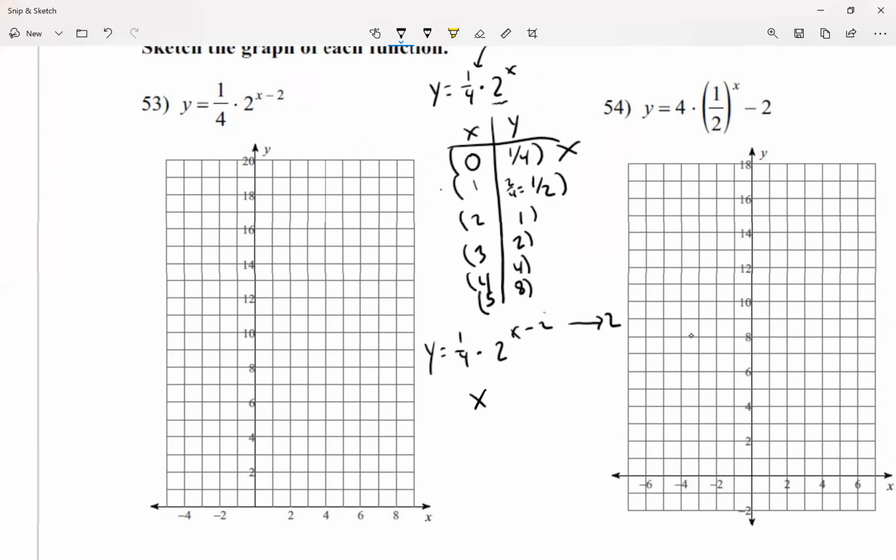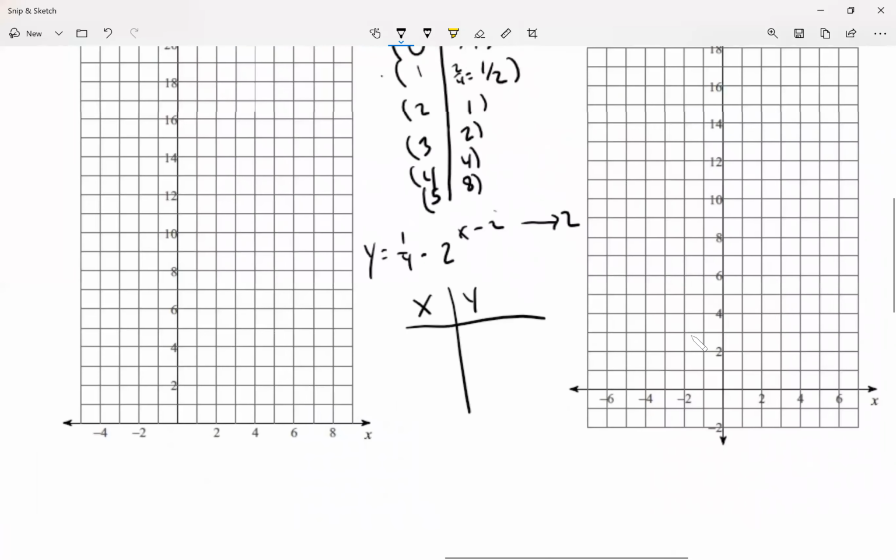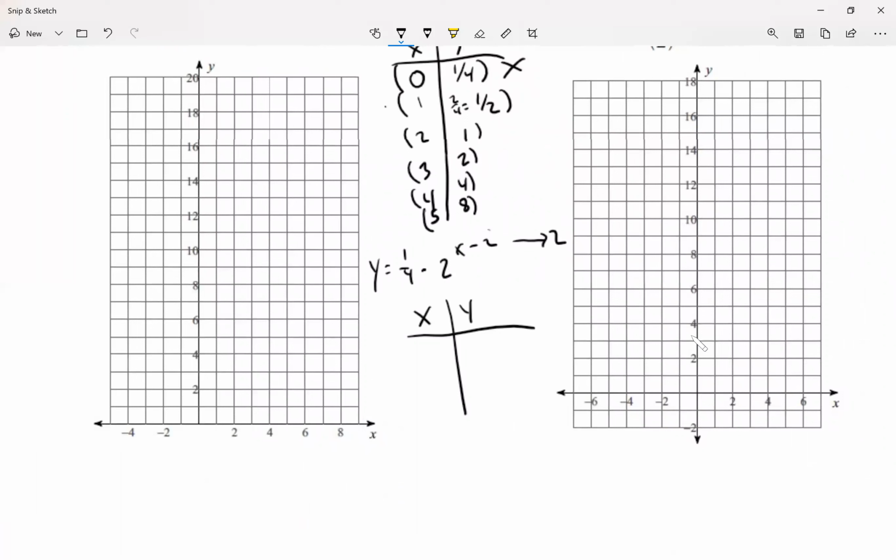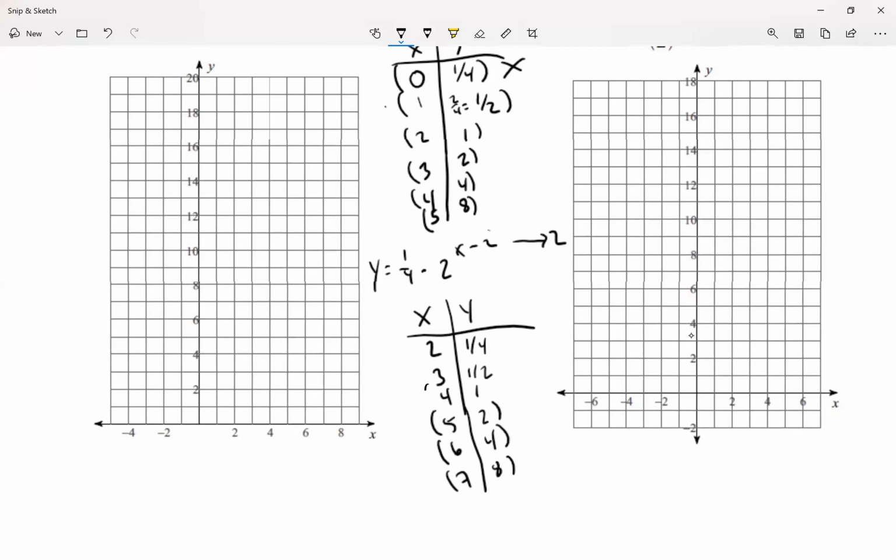So let me create my tables here, my x and my y table. Let me copy my same y values. I'm not going to do anything to my y values. So I'm going to do 1/4, 1/2, 1, 2, 4, 8. Again, I'm not doing anything to my y values, but on my x value, I'm going to add 2. So I'm going to have 2, 3, 4, 5, 6, 7. Notice I added 2 to my x's. When you move to the right, you basically add 2 to x.